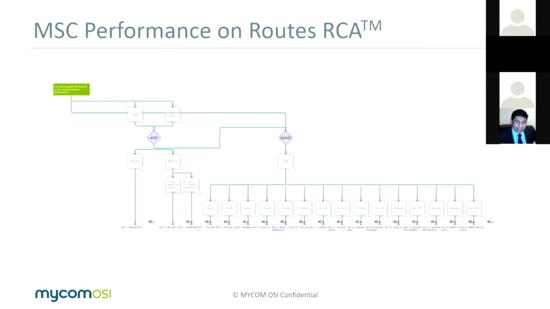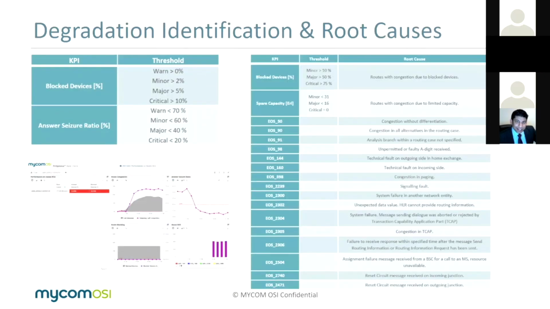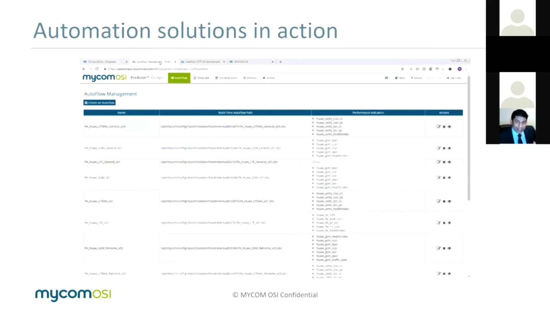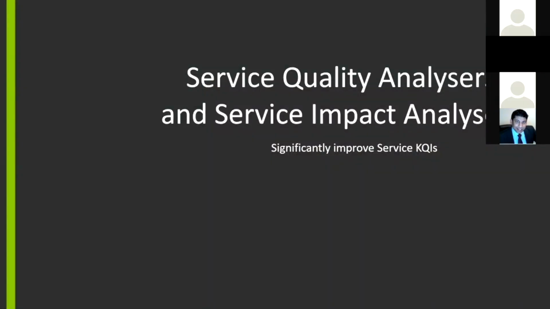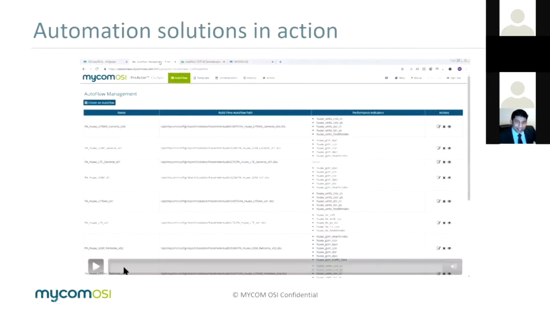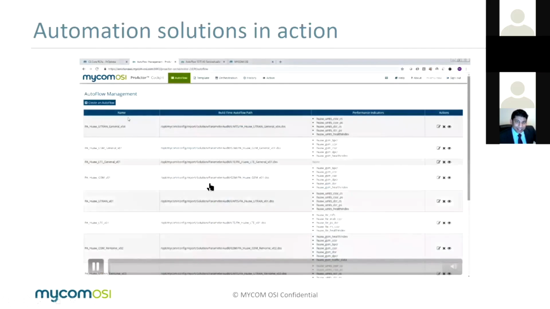This is an example not only on the node level, but also on the route level as well. I know some customers struggle quite a bit to identify the intra-route bottlenecks between the core network elements. We have some solutions by modeling these AutoFlows within our platforms, off the shelf, for these network elements in order to identify these problems too. That's an example of degradation identification and root causes. So let me go with a short video of our automation solutions in action.